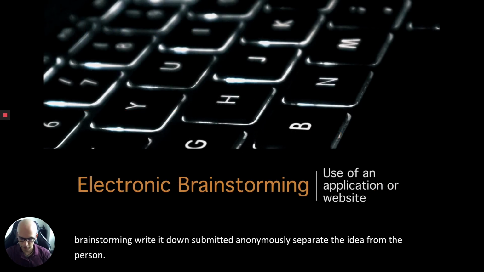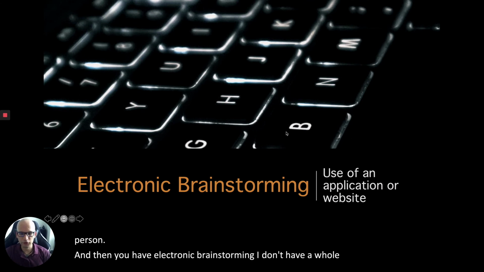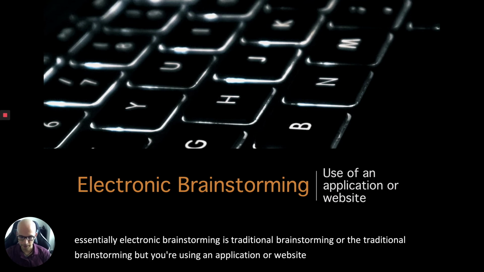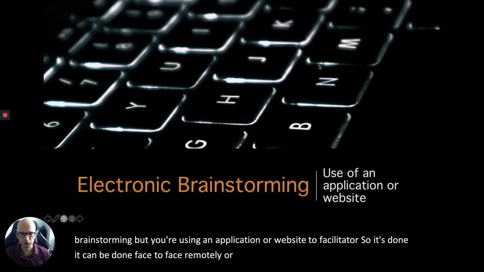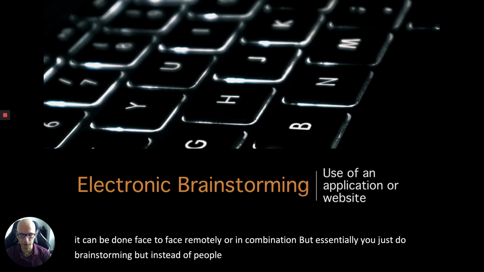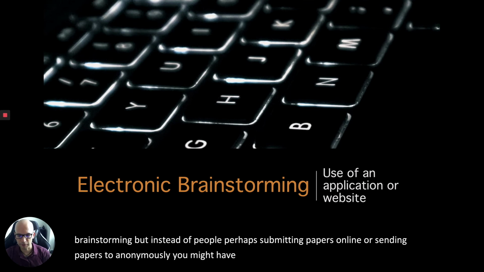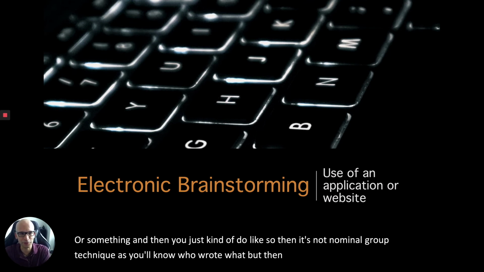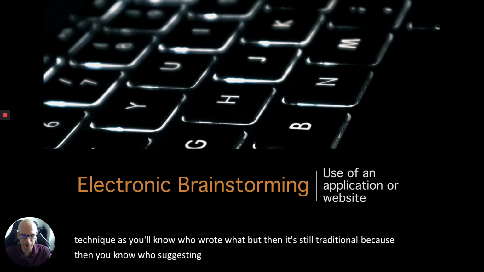And then you have electronic brainstorming. Now, I don't have a whole lot here, but essentially electronic brainstorming is traditional brainstorming, but you're using an application or a website to facilitate it. So it can be done face-to-face, remotely, or in combination. But essentially, you just do brainstorming, but instead of people submitting papers to you anonymously, you might have people write comments on a document or something. So then it's not nominal group technique because you'll know who wrote what, but it's still like traditional brainstorming because you know who's suggesting what, but it may be done asynchronously.